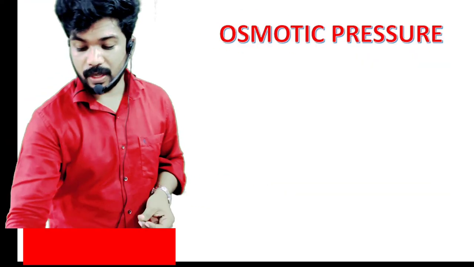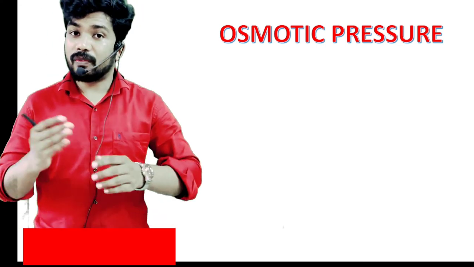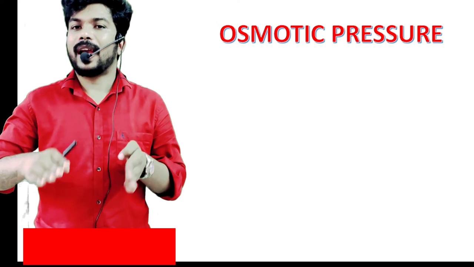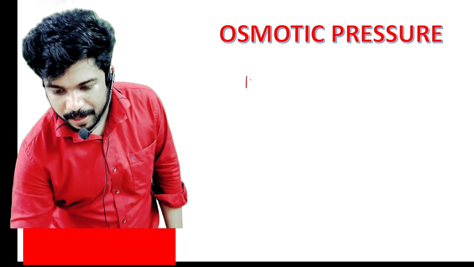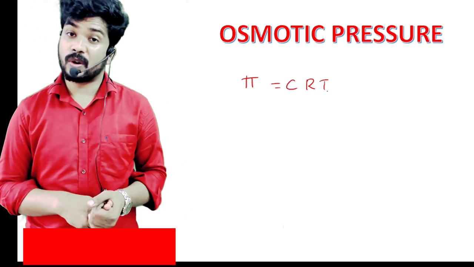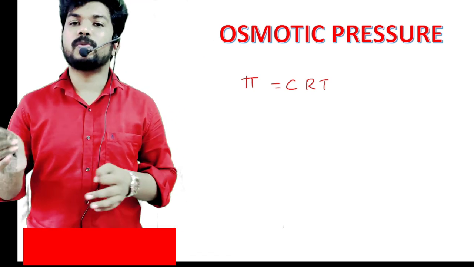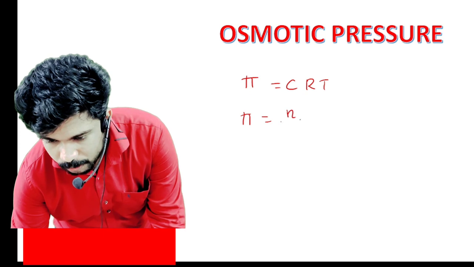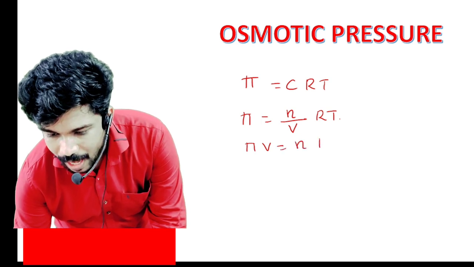And the next one is osmotic pressure. Also reverse osmosis is there, that I will take later. First, let's go to the osmotic pressure. If I apply a pressure to it, the flow will reduce, and finally the flow will stop. That pressure is called osmotic pressure, and it is represented by pi. And pi is equal to CRT. C is called concentration, R is the gas constant, and T is the temperature. What is C? C is number of moles per volume. So we can change this equation, pi is equal to number of moles per volume, RT, and this will also change to pi V is equal to nRT.